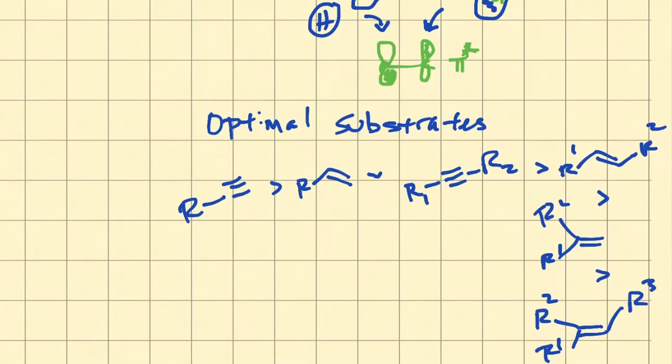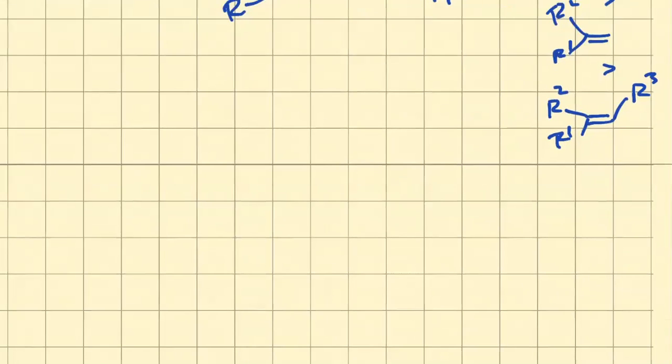You can also do this selectively, where you have an enyne, and the zirconium will hydrozirconate the alkyne before it hydrozirconates the alkene. Right. So let me show you that.